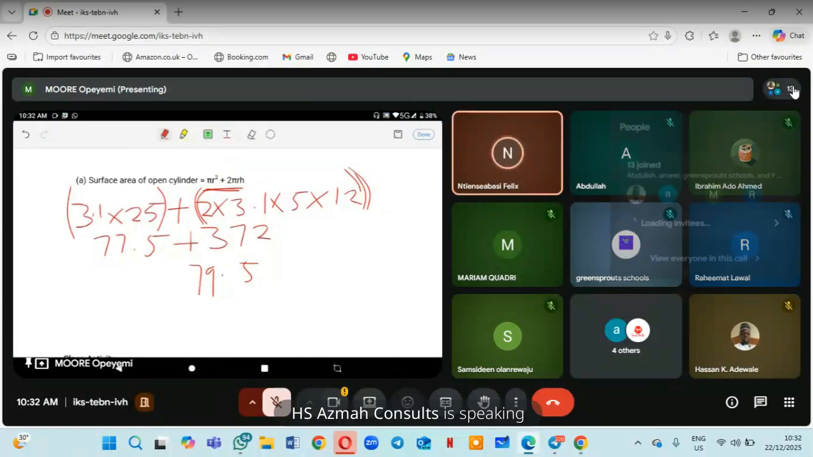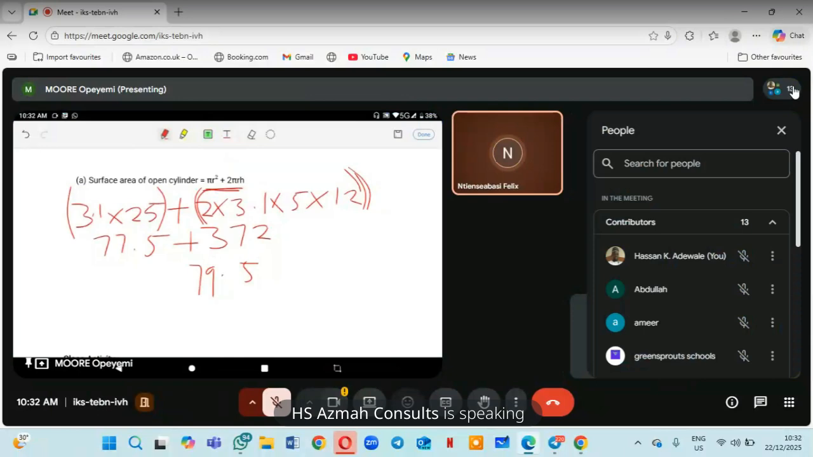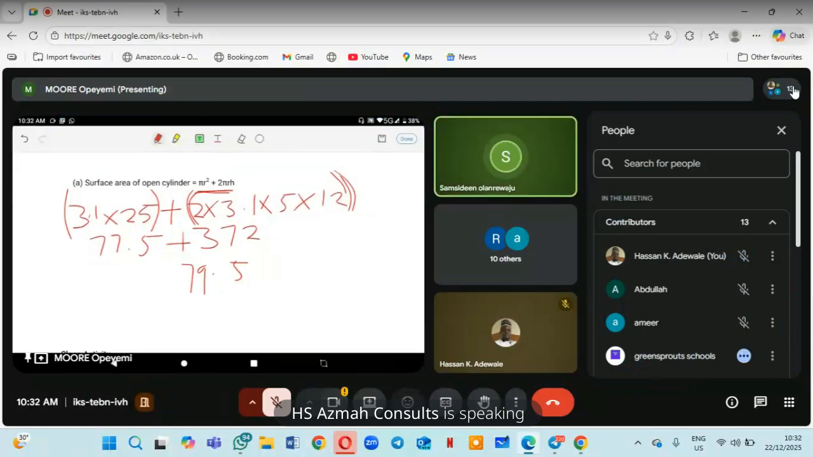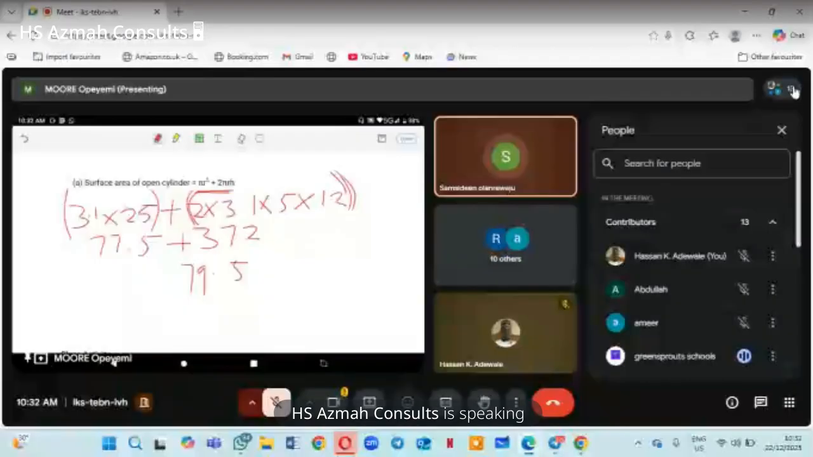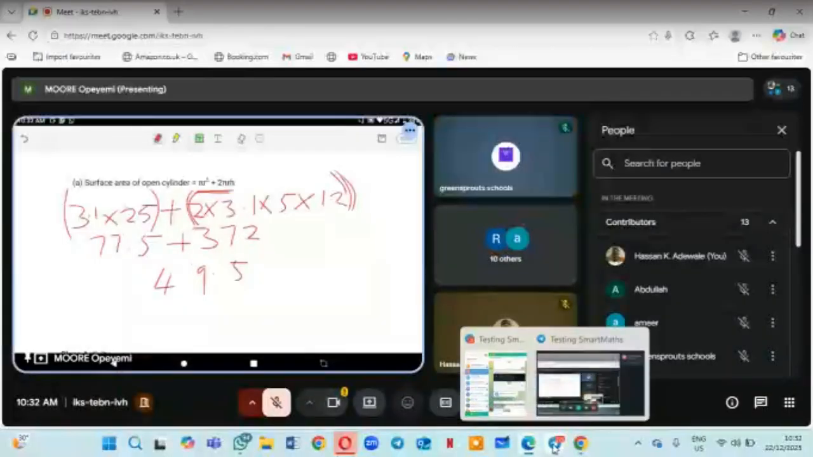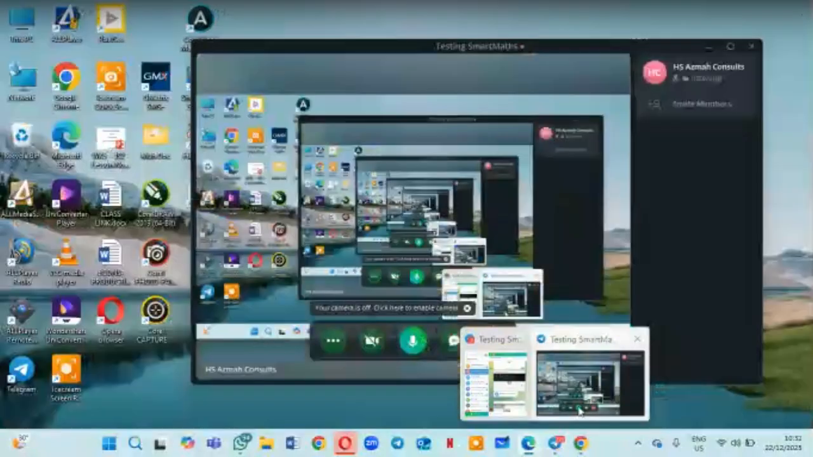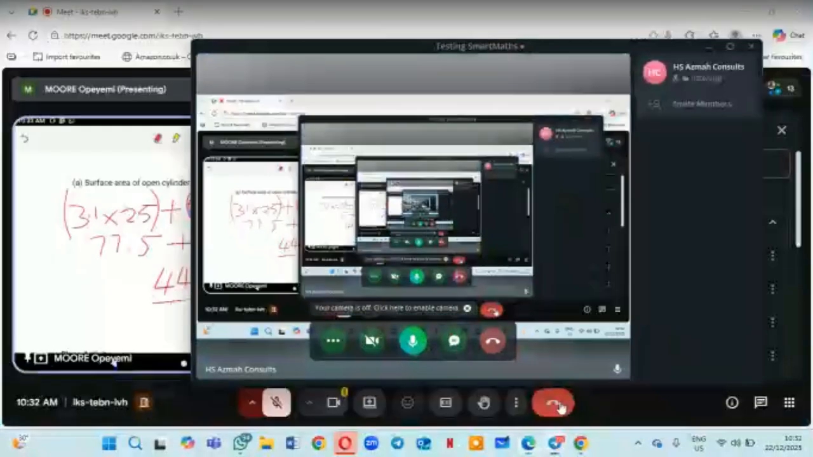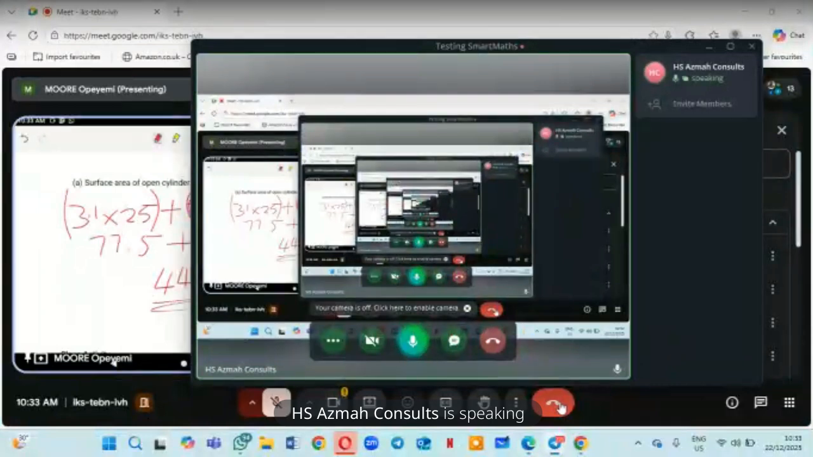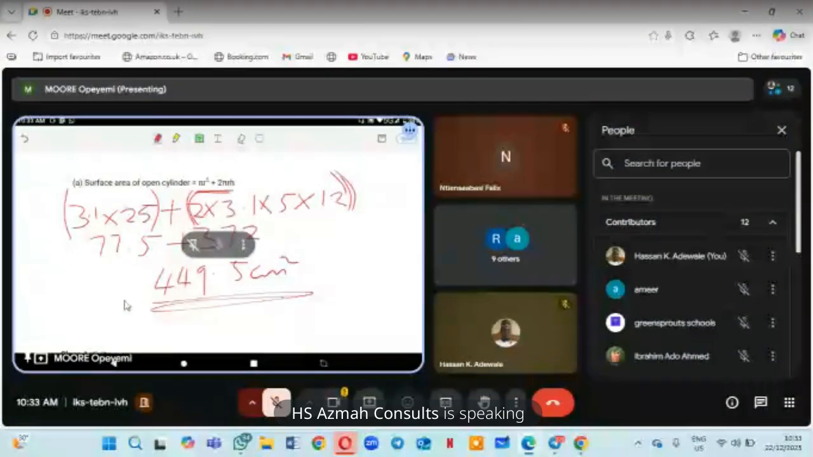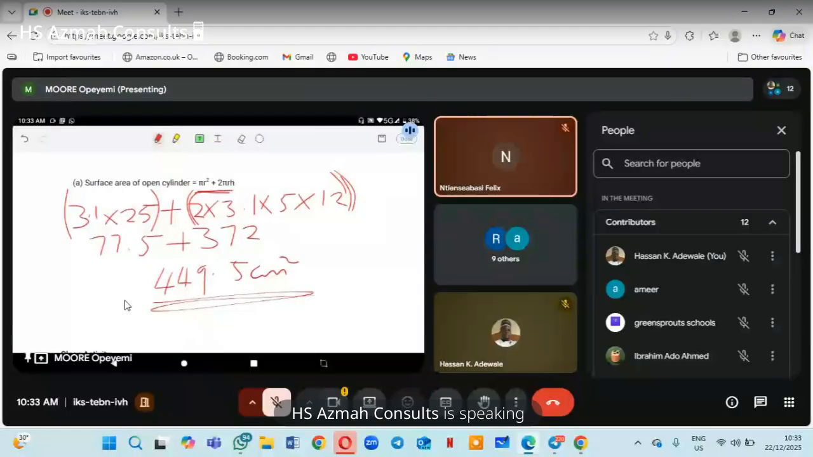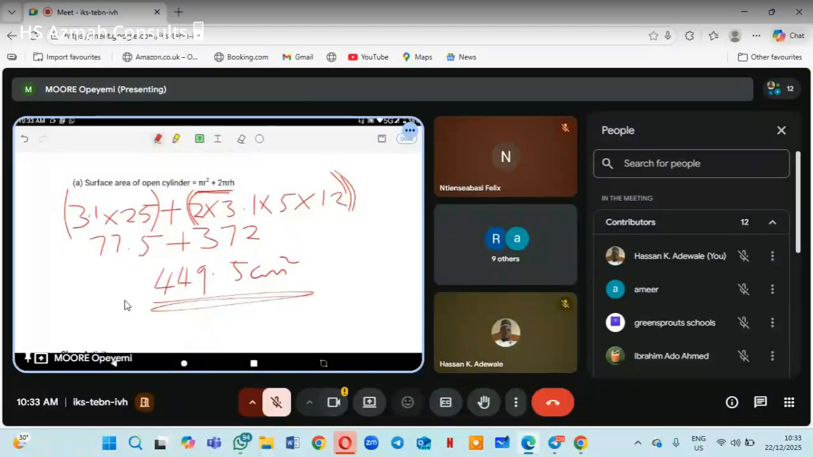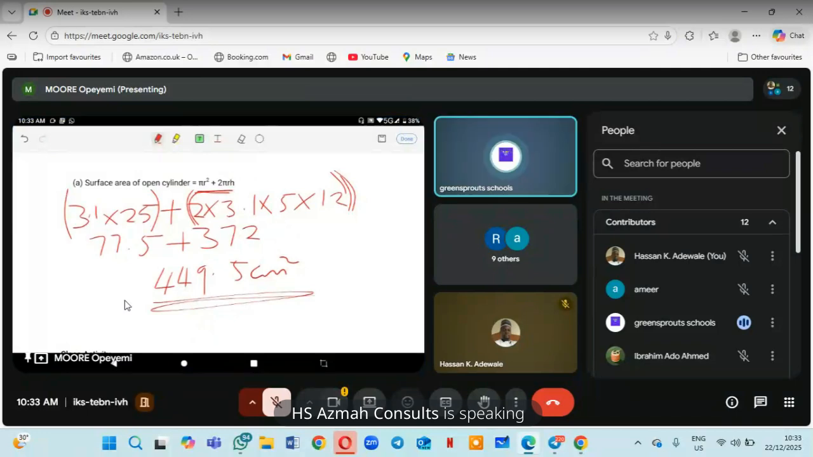Again? 449.5. Thank you very much. That is the area of the cardboard needed to make a cylinder that is open at one end. That's right. Is that clear? Yes, sir.